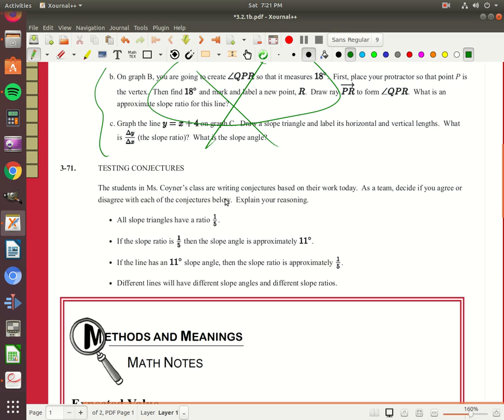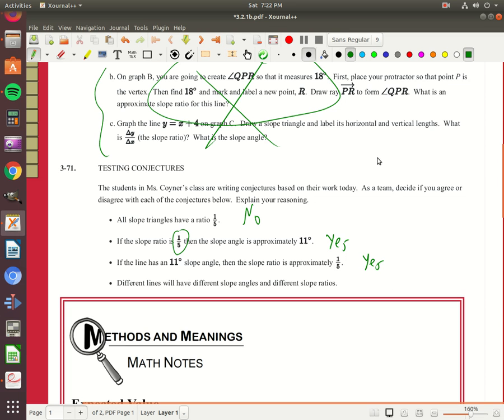It says students in Ms. Coiner's class are writing conjectures based on their work today. As a team, decide if you agree or disagree with each of the following conjectures. Explain your reasoning. All slope triangles have a ratio of 1 to 5. No, we drew one that was 2/5 too. But if a slope ratio is 1/5, then the slope angle is approximately 11 degrees. Yeah, all the ones that we did that had that 1 to 5, or 2 to 10, or 3 to 15, they all have that 11 degree angle. If a line has an 11 degree slope angle, then the slope ratio is approximately 1/5. Yep, that's kind of cool.